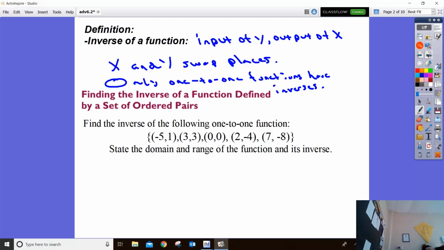All right, find the inverse of the following one-to-one function. So this is the data, the x's and y's from a function, and we're just supposed to write its inverse. And I have right up there that x and y swap places. That's the gist of an inverse function. X becomes y, y becomes x. So that ordered pair, negative 5, 1, becomes what? 1, negative 5. We just swap x and y's positions.